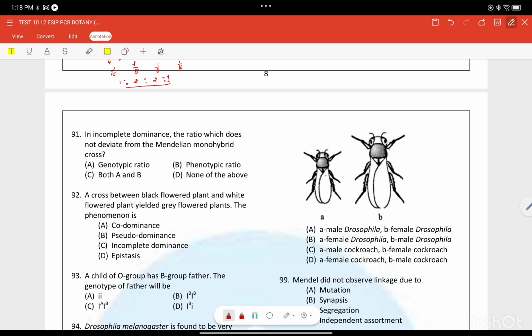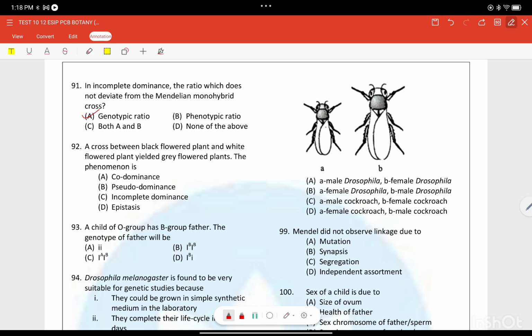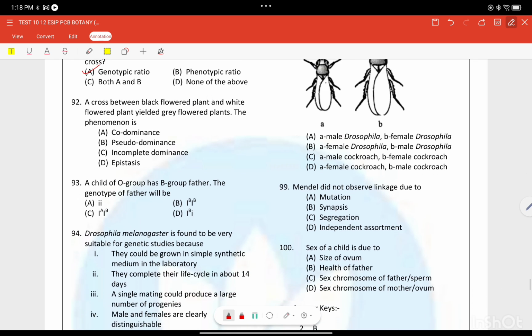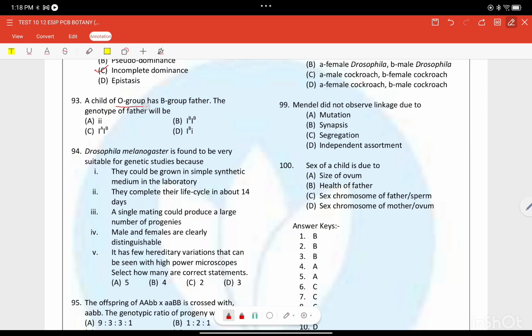In incomplete dominance, the ratio which does not deviate from Mendelian monohybrid cross is the genotypic ratio. Phenotypic ratio in monohybrid cross was 3:1. It deviated from 3:1 to 1:2:1. But genotypic ratio was the same, 1:2:1 in monohybrid cross for dominance, and for incomplete dominance also it is 1:2:1. A cross between black flower plant and white flower plant yielded grey flower plant. The phenomenon is incomplete dominance. Intermediate character is obtained.